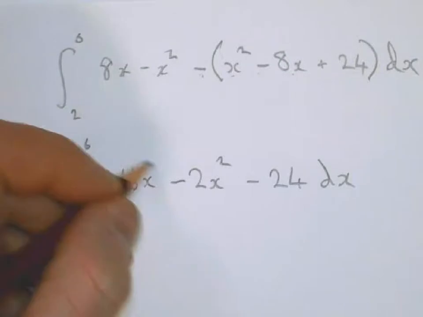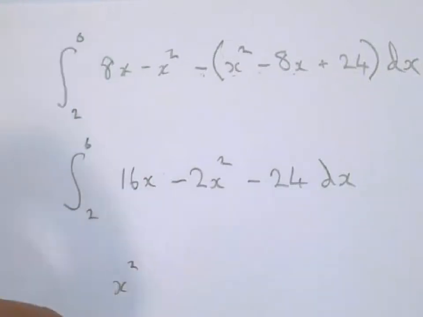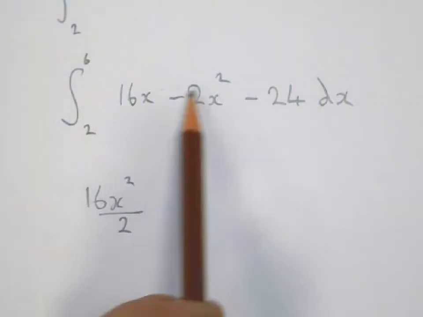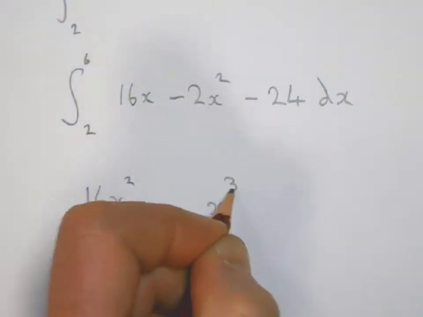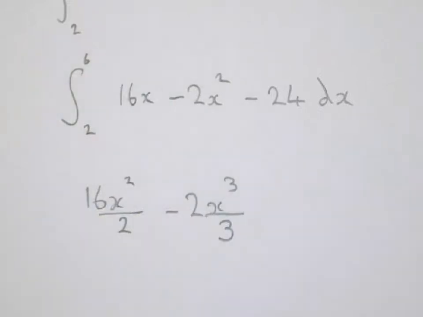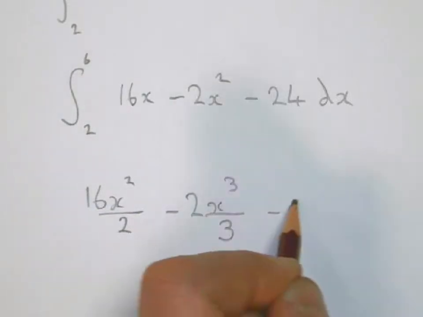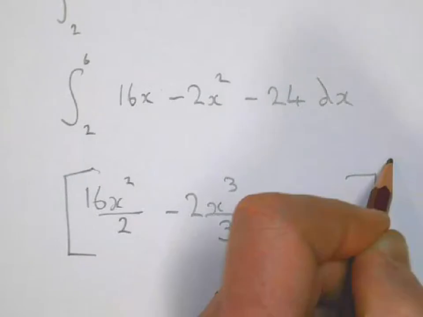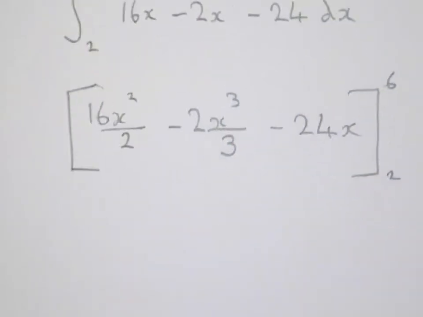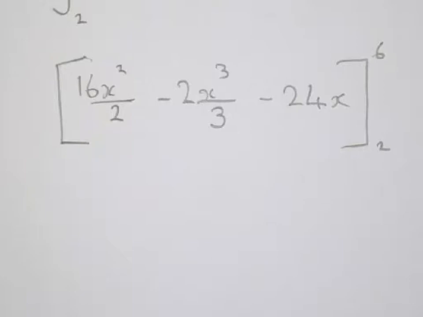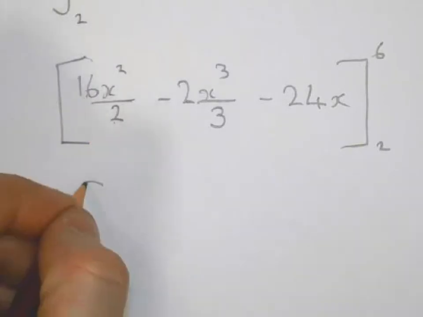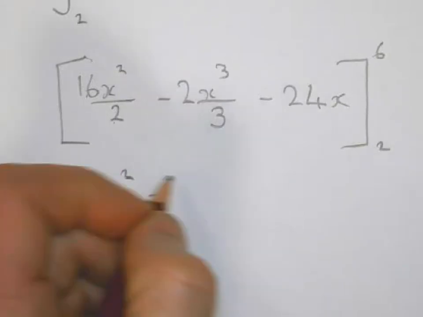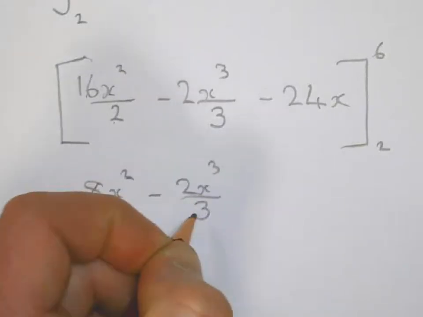So when you integrate this, you increase the power by 1, you divide by the new power, and also you've got your 16 in front still. The next one, you increase the power by 1, divide by the new power, and you still got your 2 in front there. And the last one's 24, so you just put 24x. And that's in the closed brackets between 2 and 6. So again, we just tidied it up a little bit before we substitute those values in. 16 divided by 2 is 8. We can't simplify this one at all, so we just leave it as it is. And this one, again, we can't simplify that.